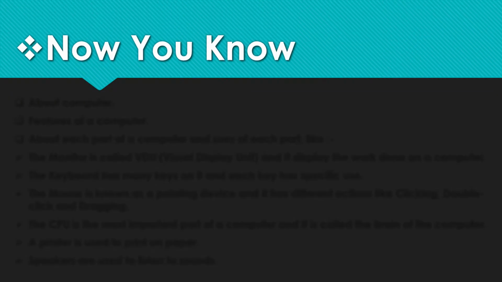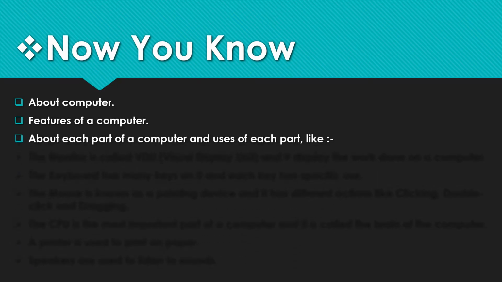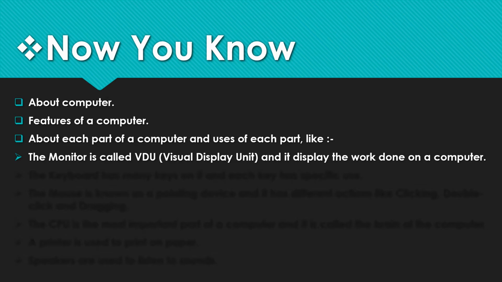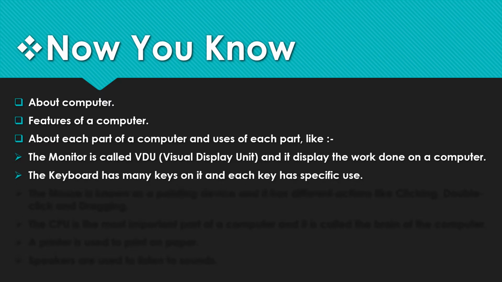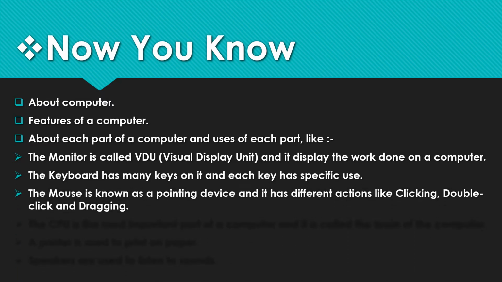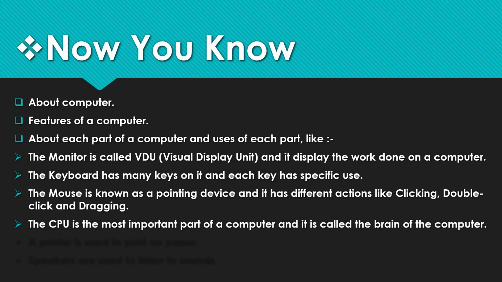So now you know about the computer, the features of a computer, each part of a computer and the use of each part. Like the monitor is called VDU, Visual Display Unit, and it displays the work done on a computer. The keyboard has many keys on it and each key has a specific use. The mouse is known as a pointing device and it has different actions like clicking, double click and dragging. The CPU is the most important part of a computer and it is called the brain of the computer.